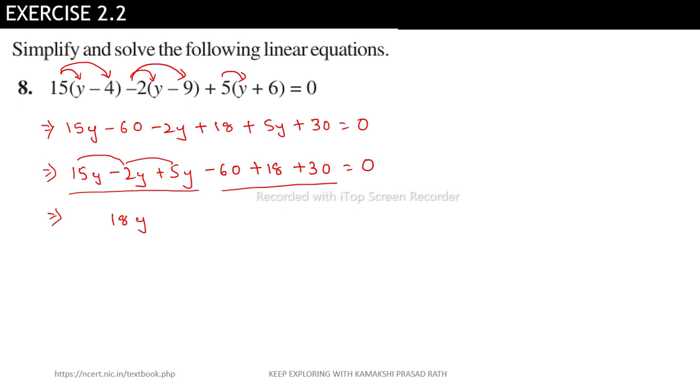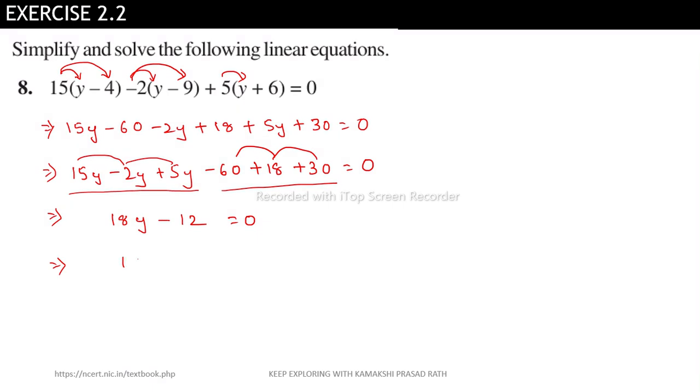Now let's solve this. First let us take the positives. 30 plus 18 is 48, and 48 minus 60 is minus 12. That is equal to 0.